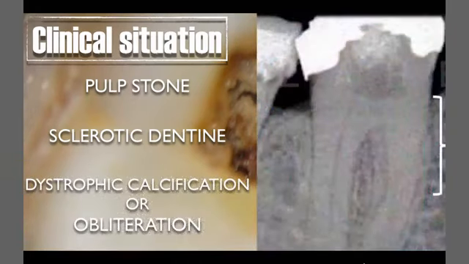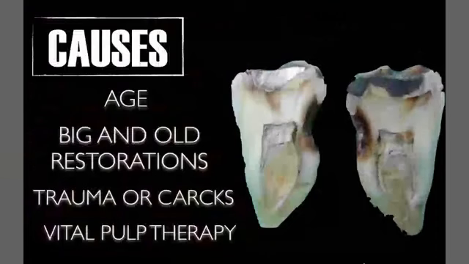And the third clinical situation we may face, which is the hardest one, is when we have calcification going inside the root canal. So calcification starts from the pulp stone, the easiest one, then sclerotic dentine in the pulp chamber only. Then when we have calcified canals inside the root canal, we may call it dystrophic calcification or root canal obliteration. As you can see here, the mesial canals are completely obliterated.